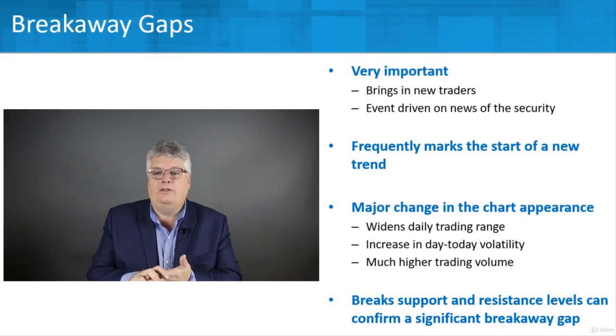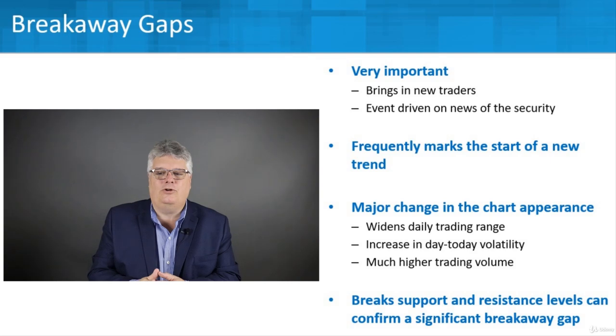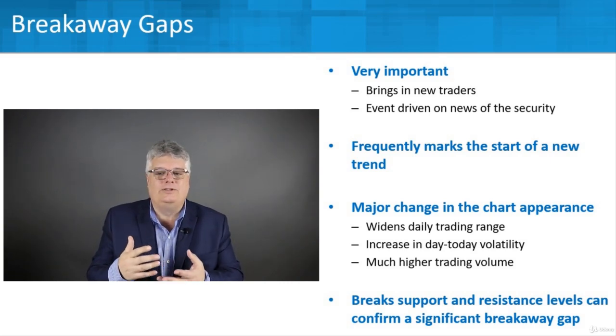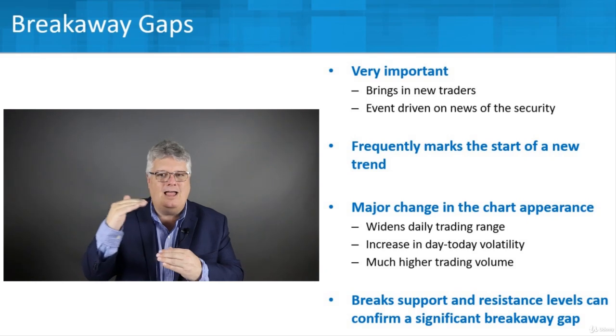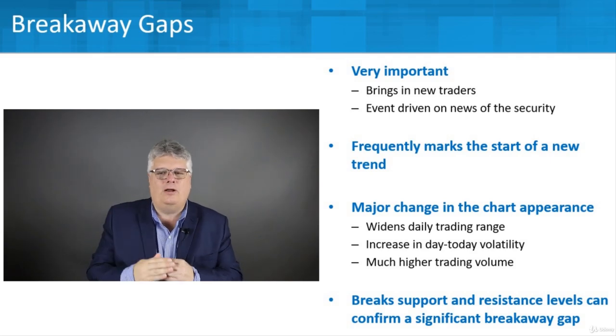There's a major change in your chart that you'll see. You might see that the daily trading range, the high-low, starts to widen. You might see an increase in in-day volatility, with lots of things being sold high and low all throughout the day. And also, as we mentioned, much higher trading volume are good indicators that a breakaway gap is occurring. What happens is it's actually going to break through support and resistance levels, which can help confirm a significant breakaway gap. So, a support level would be like low prices and resistance would be high prices, and somehow it's breaking through this trading range of prices, and that's why we call it a breakaway gap.